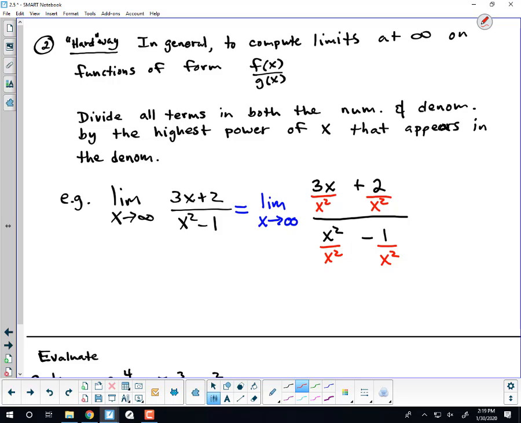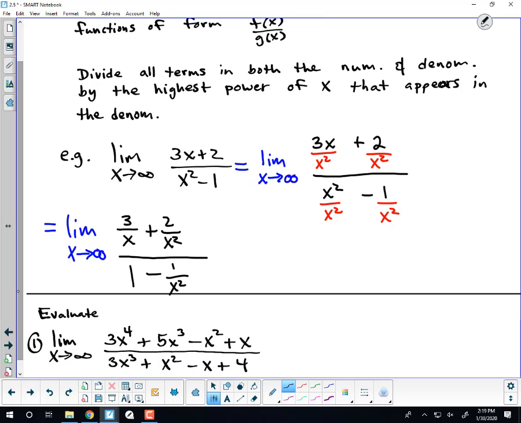Now we've just reduced what we can reduce or simplify what we can simplify. And we have the limit as x goes to infinity. We've got 3x over x squared. That's going to be 3 over x. Can't do anything with the 2 over x squared, so we leave that alone. X squared over x squared is 1, and 1 over x squared. Just another way to see, technically, what we're doing as well.